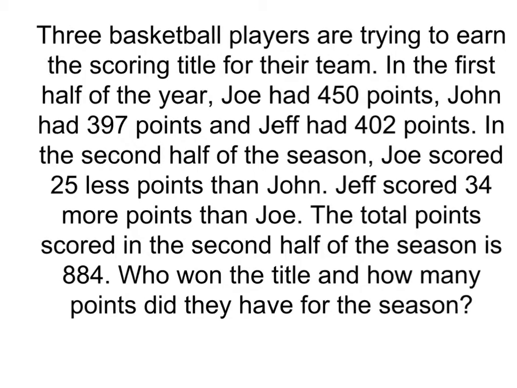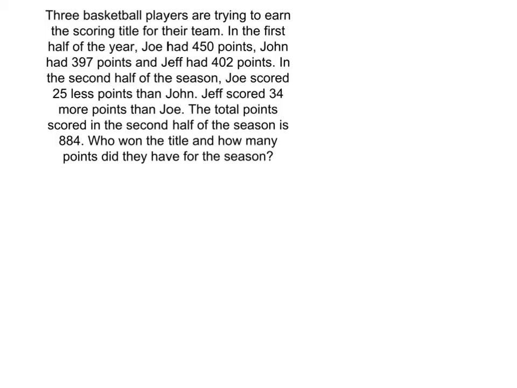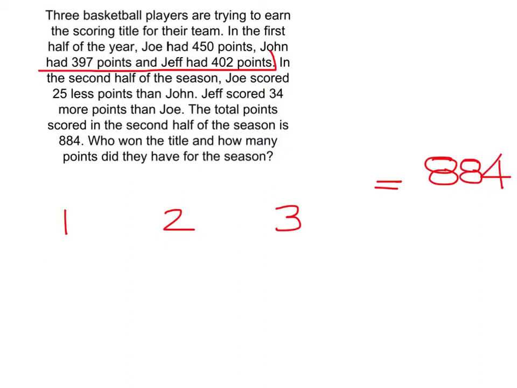For the solution to the problem, what you must do is completely ignore the first part of it. In the first half of the year, it gives you all of this stuff. Leave that alone for now. But you have 3 players, 1, 2, and 3. And the total points that they scored in the second half of the season is 884. And that means that we're going to have Joe scoring 25 less than John. Well, I better put in names on these. Joe, John, and Jeff. So now we can make more sense here.